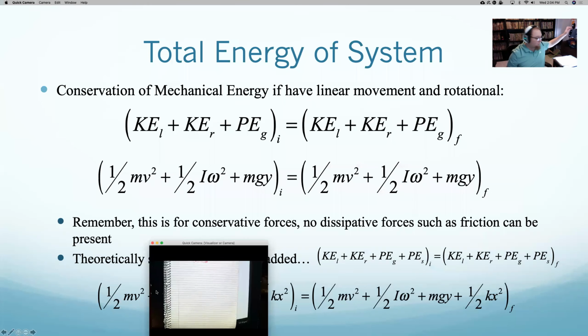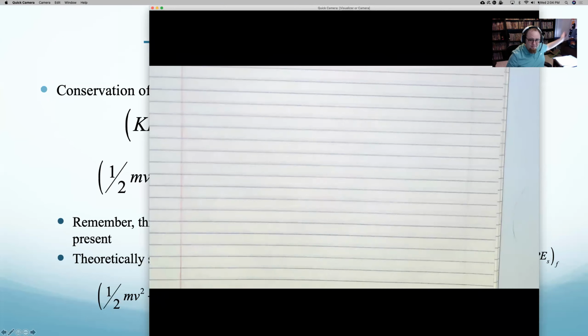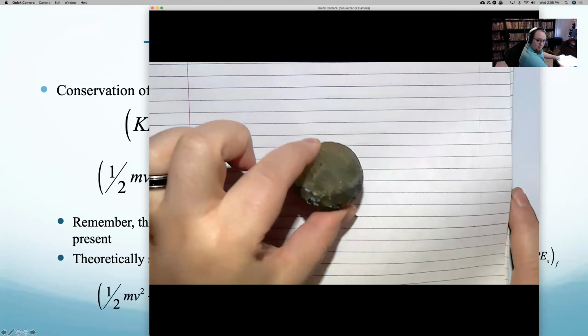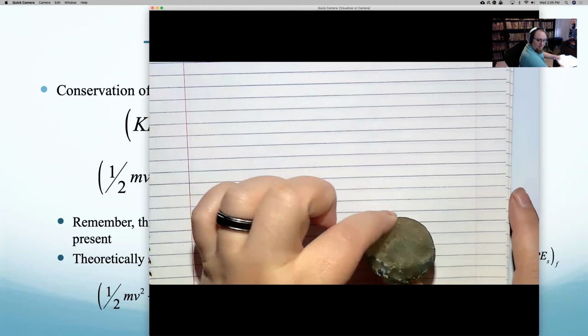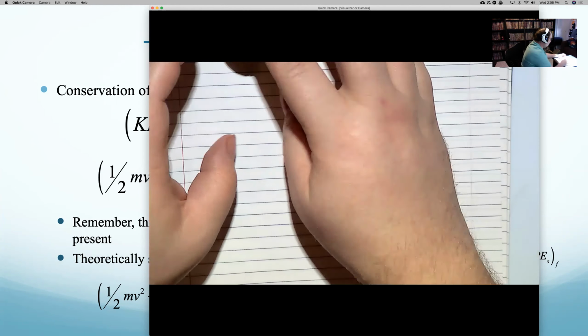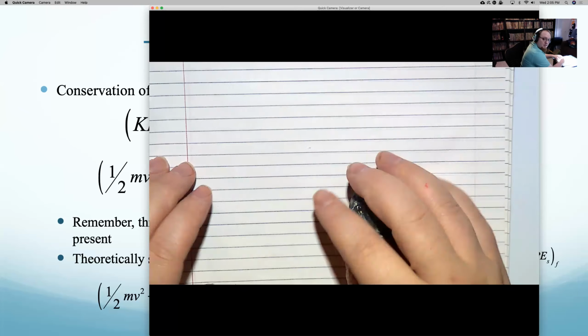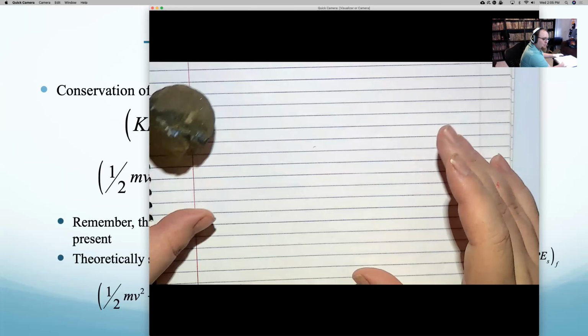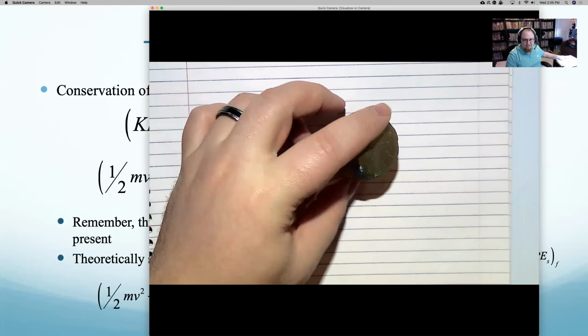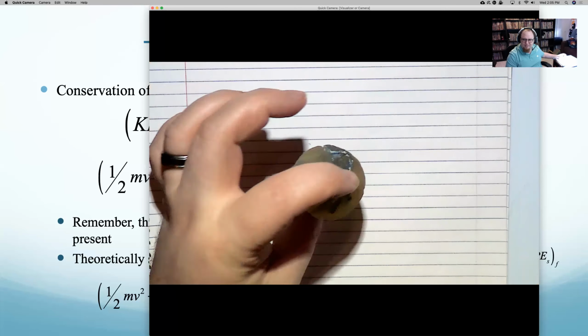anytime an object is rolling, it's really doing two things simultaneously. If I take this ball and set it rolling, it is moving. That's going to be the linear kinetic energy, 1/2 mv squared, and it's spinning. That's going to be the 1/2 I omega squared, because as it rolls, it does both. It moves across the table and it spins. So anytime we have something rolling in energy, we have to use both equations: linear kinetic energy of it moving, and rotational kinetic energy of it spinning. Does that make sense?